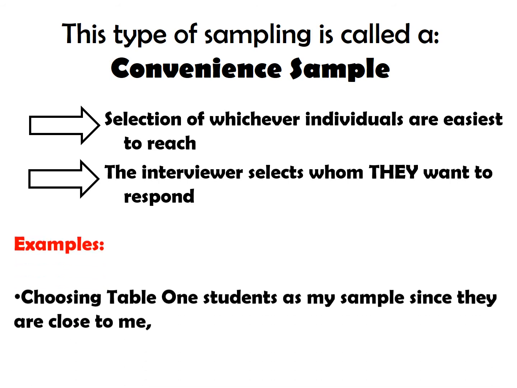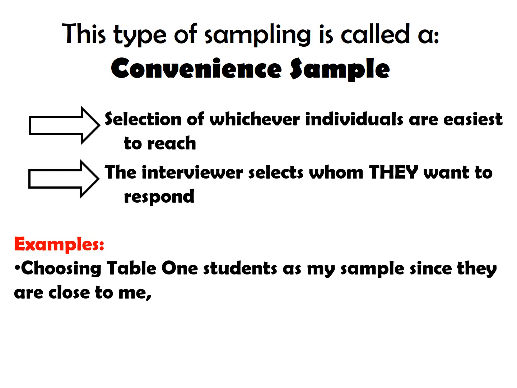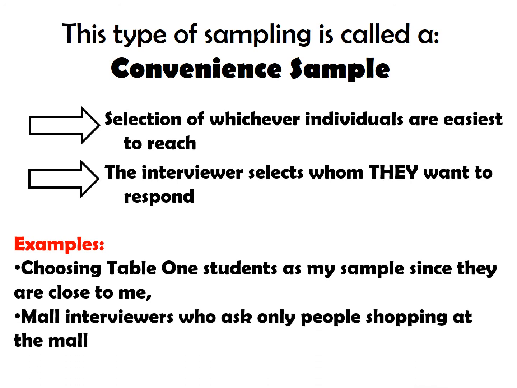Other examples of convenience sample would be if I were in class and I only chose the students at table 1 because they're the easiest to talk to because I'm the closest to them. So choosing table 1 does not give everyone else an equal chance of being selected. The people at the mall that ask questions as you're walking by, that would be convenience samples. Mall interviewers who ask only people shopping at the mall are asking the people who are easiest to reach for them.